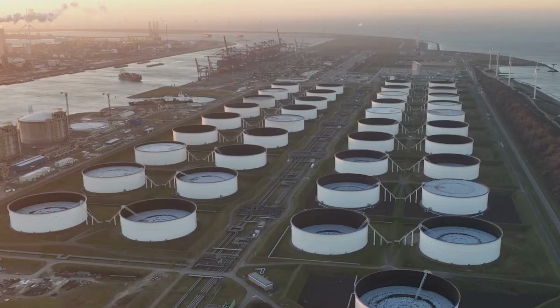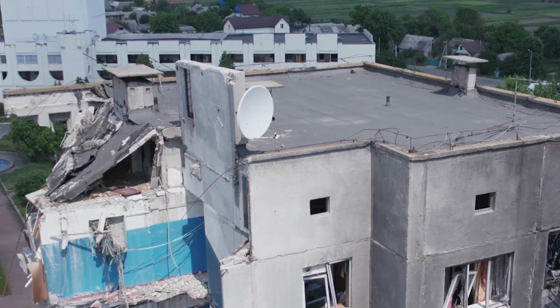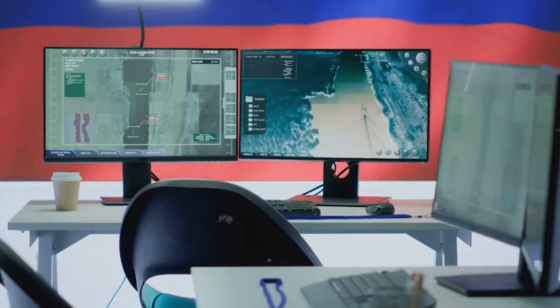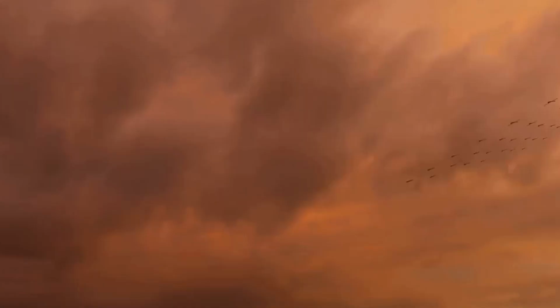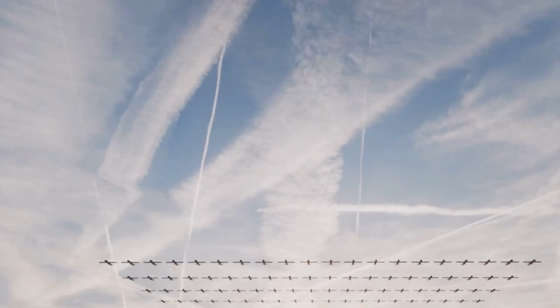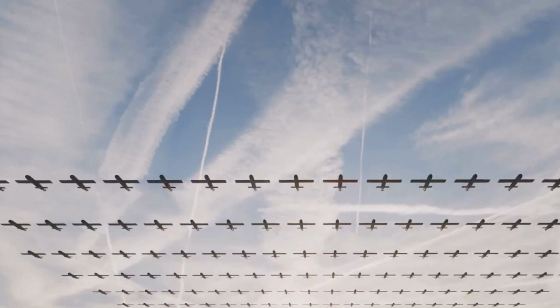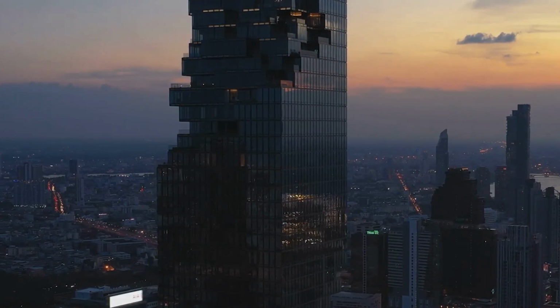LNG production in Qatar is affected. Infrastructure damage in Dubai compounds regional risk. This is hybrid warfare. America's strategy relies on precision strikes, while Iran's depends on large-scale drone swarms. The world now stands closer to systemic escalation than at any point in recent years. The question is no longer simply who strikes harder, but who can endure longer.